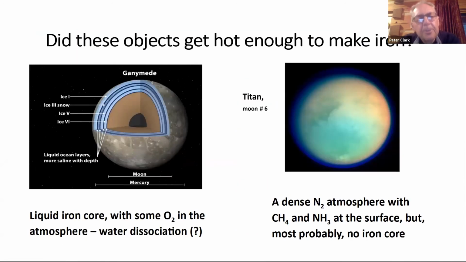So these large objects, Ganymede, a moon of Jupiter, it has a magnetic field which strongly infers it's got a liquid iron core.